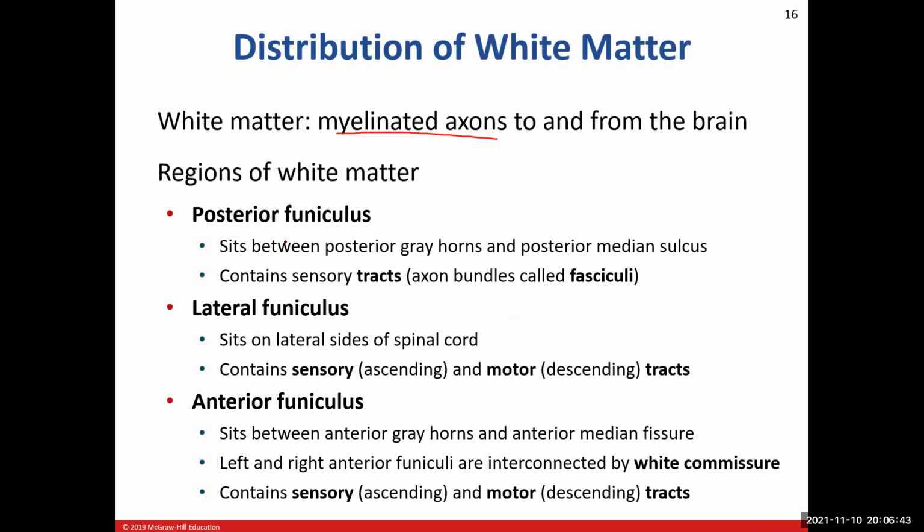Our lateral funiculus is going to be on the side of our gray H in the center of our spinal cord, and it's going to have a mixture of both sensory and motor tracts. There's quite a few. I'm not going to go over all of those. We've gone over some of them in chapter 14. And then finally, our anterior funiculus is going to sit right in front of both the anterior gray horns. There's an area there in which you'll have axons crossing from one side of the body to the other, and that's called the white commissure.